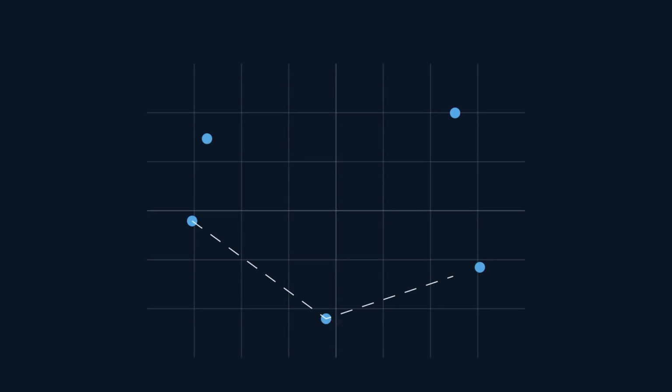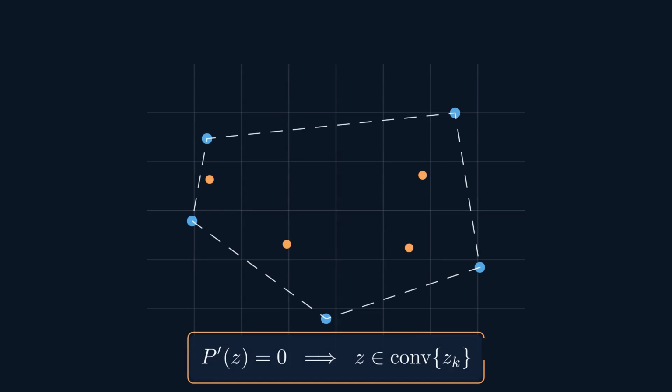So draw the rubber band. Every root of the derivative is already inside. The derivative cannot invent new geography.